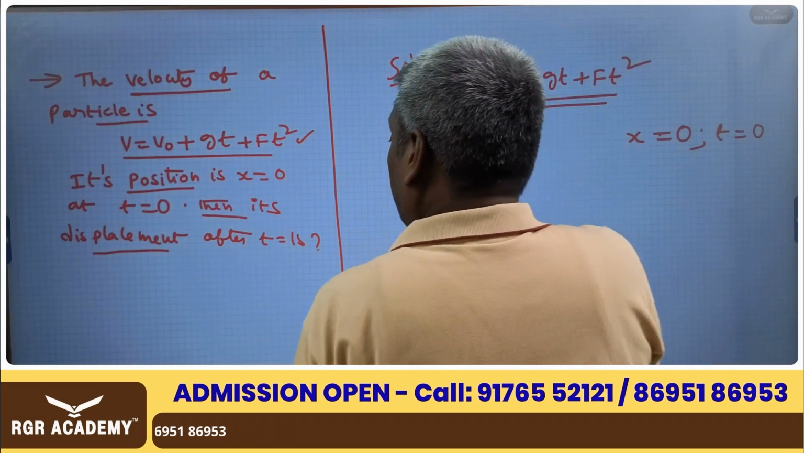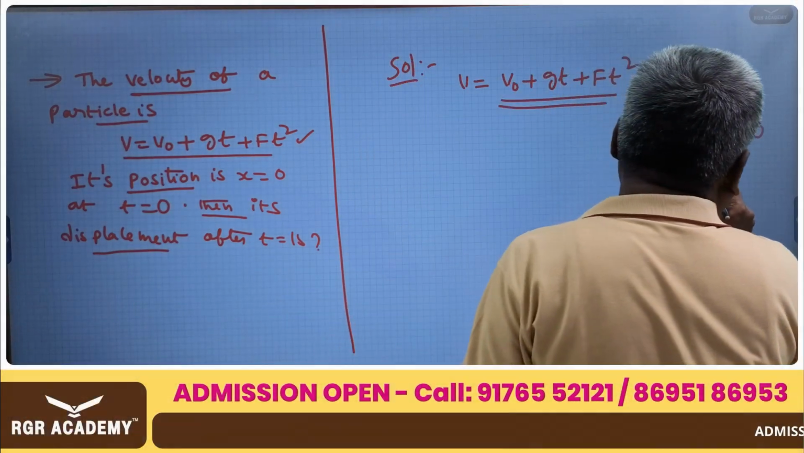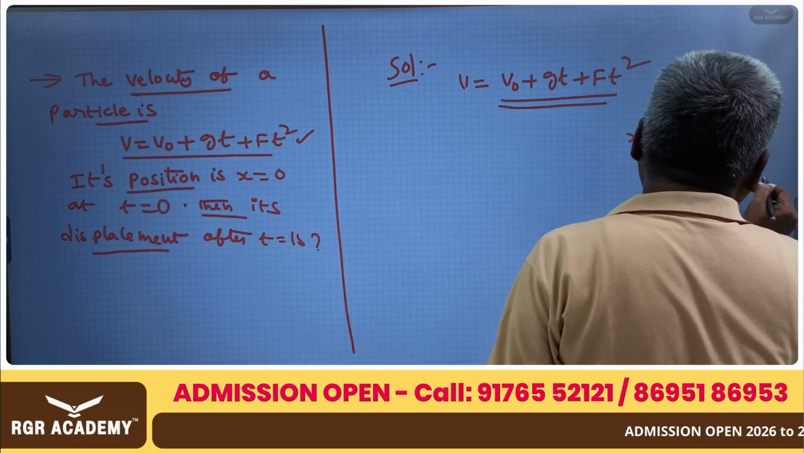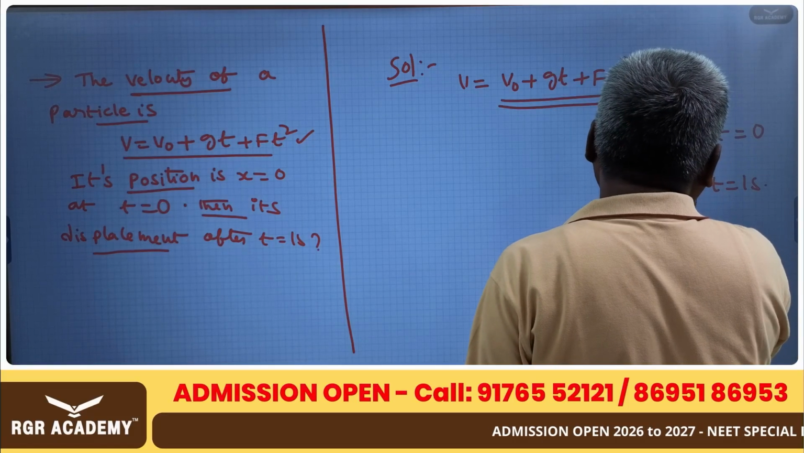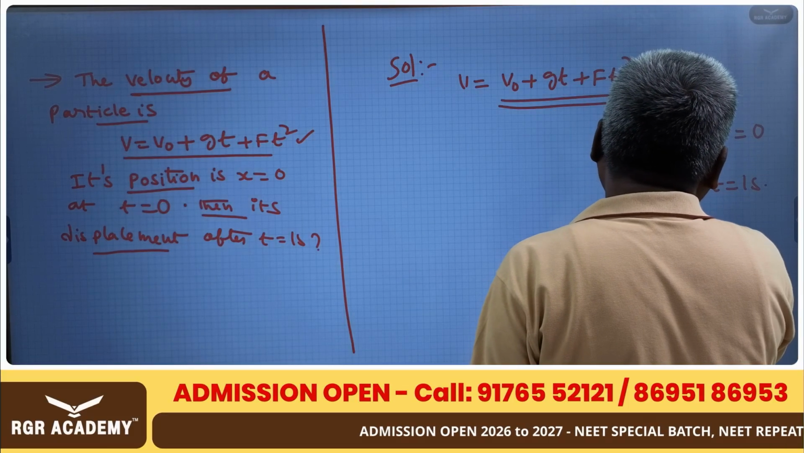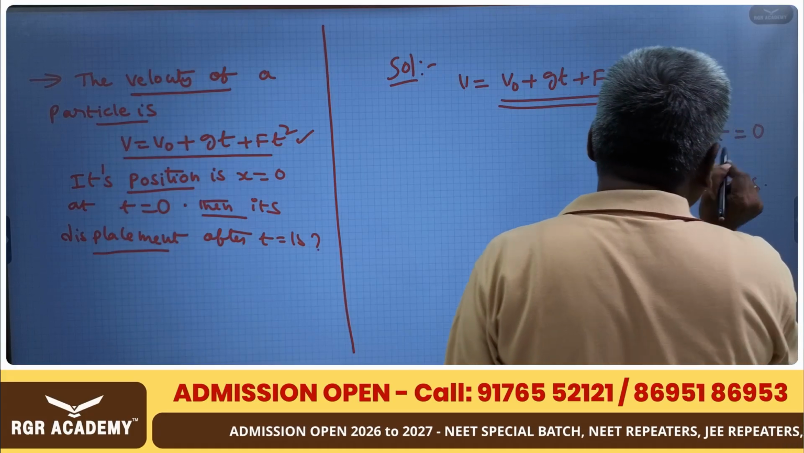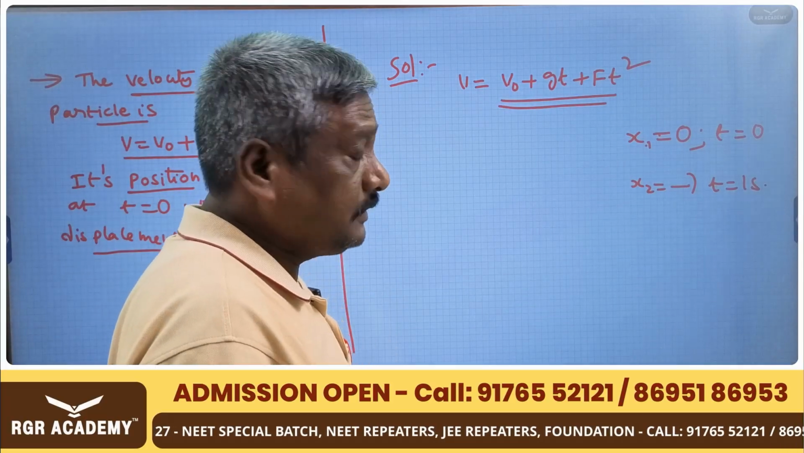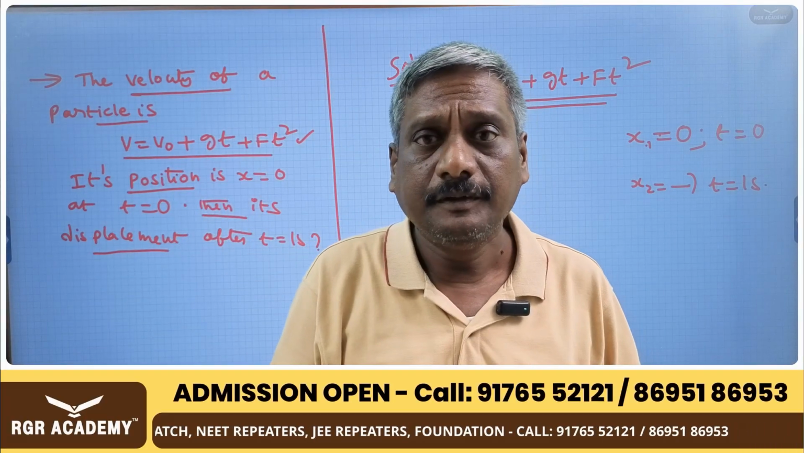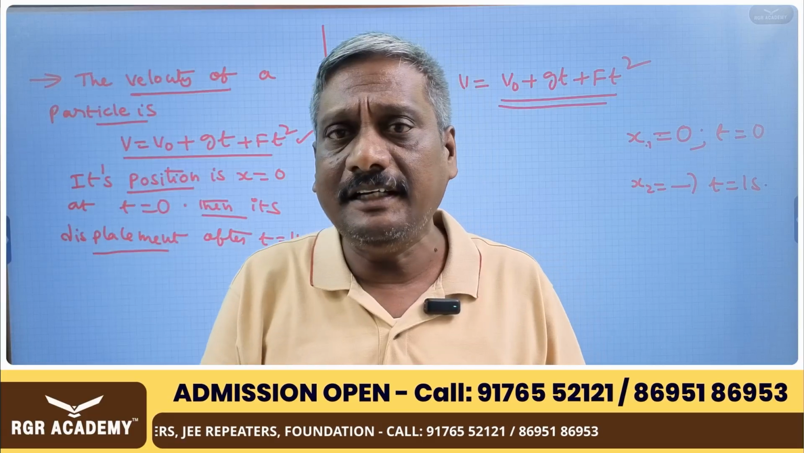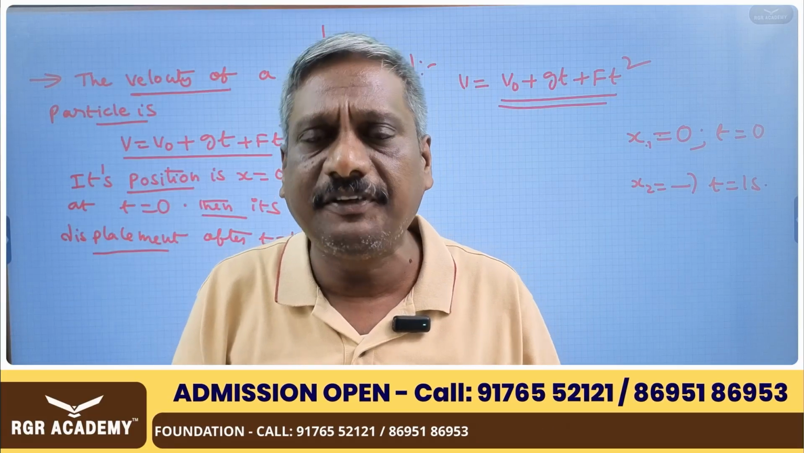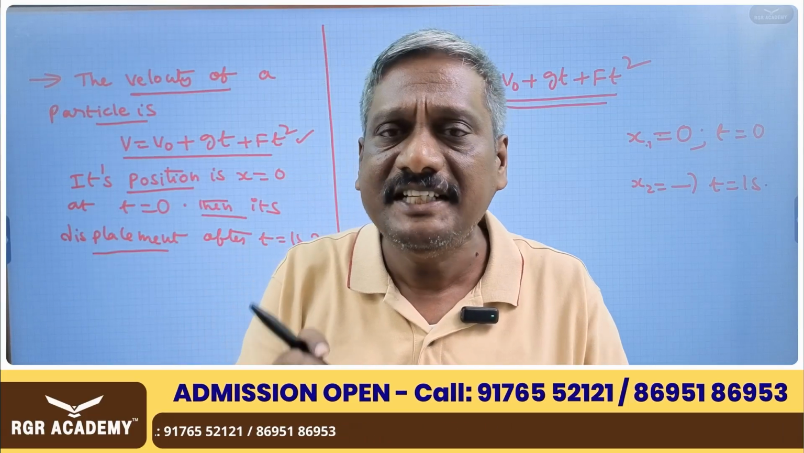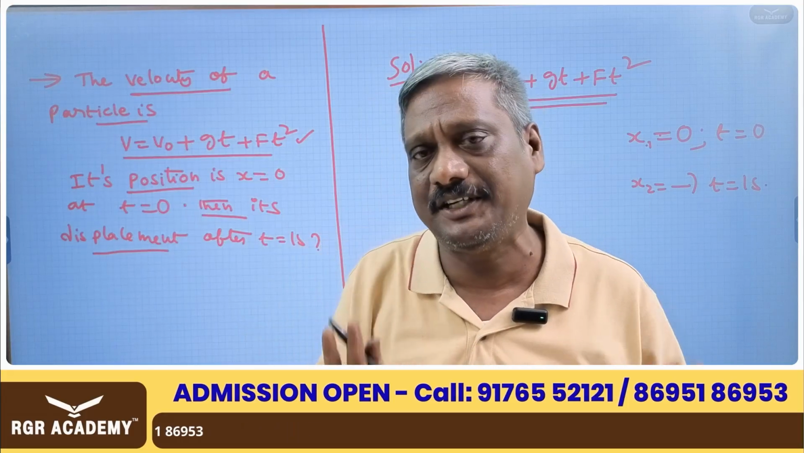Then what is the displacement after t is equal to 1 second? This x1 value is given. What is the x2 value? X2 becomes what? Now, same principle. If velocity is given, how do you get the distance traveled from that? If velocity is given, distance means integration.